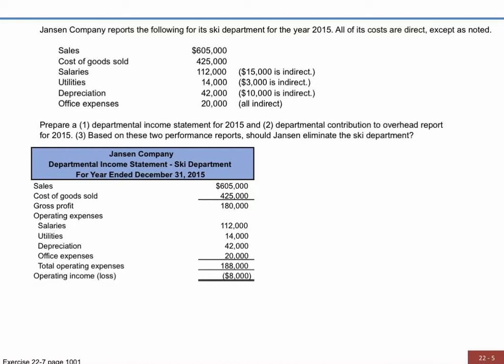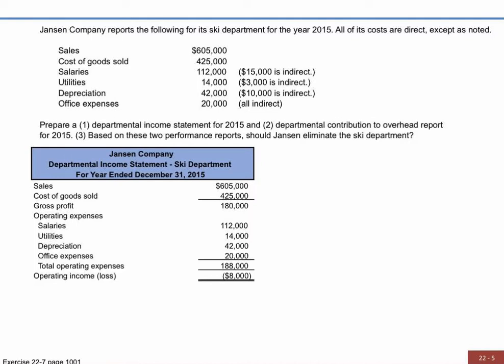Here we've got similar portions of these expenses that are similarly situated. So for example, for our salary, we have $112,000 that's associated with the ski department, but $15,000 of that salary may be a portion of a manager's time that oversees multiple departments, or maybe a manager that we're not going to be able to eliminate. It's still going to be part of that indirect expense, rather, that we're not going to be able to eliminate if we eliminate a department. So we're still going to pay the $15,000 either way.